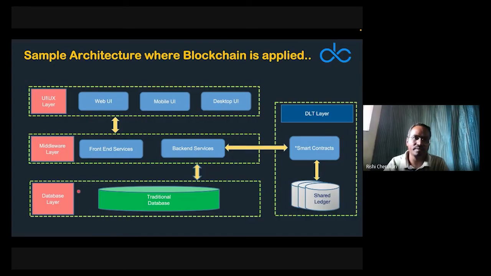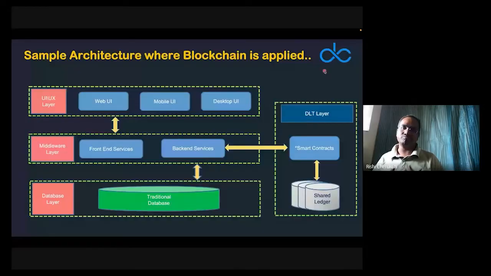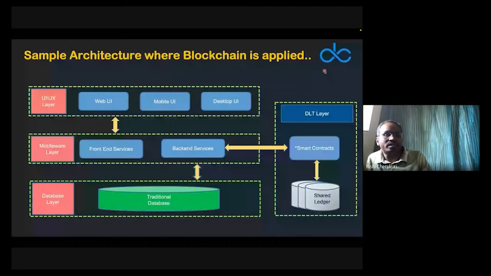And combine it with this view of a sample architecture, you know that all of this UI, UX, middleware and database layer comes into the picture. And then this distributed DLT layer also comes into the picture, and a shared ledger. This is how things come into play, and you can imagine what kind of possibilities are there. We need not look at blockchain as something that is radically going to change our web-based, mobile-based, or desktop-based applications. All this is going to change is how the application processes data. So that's the sample application architecture.